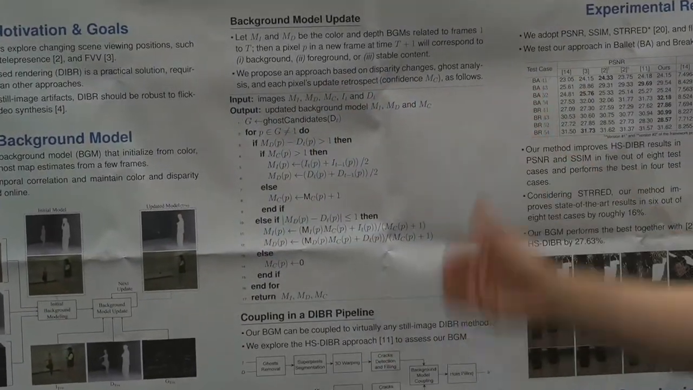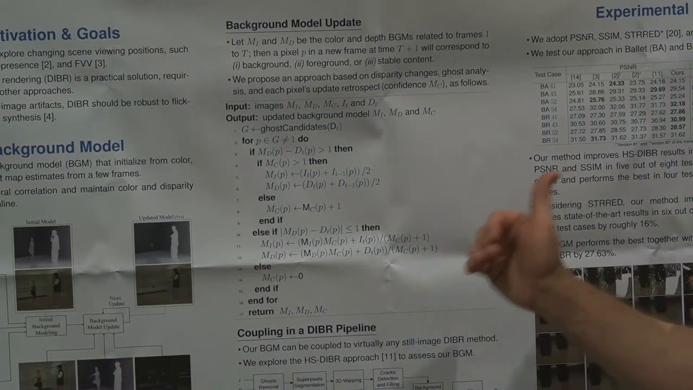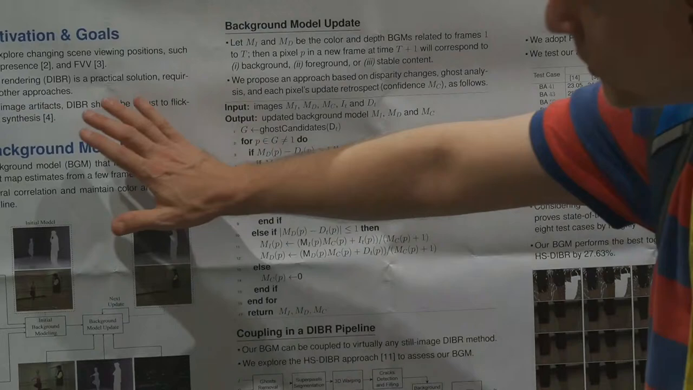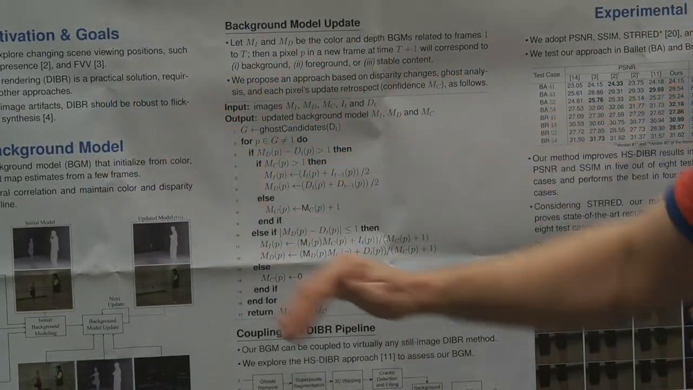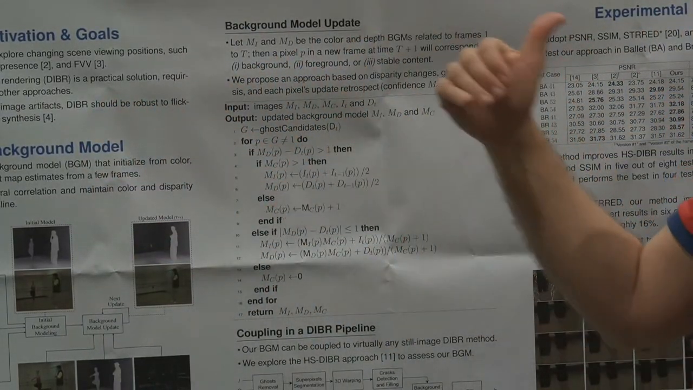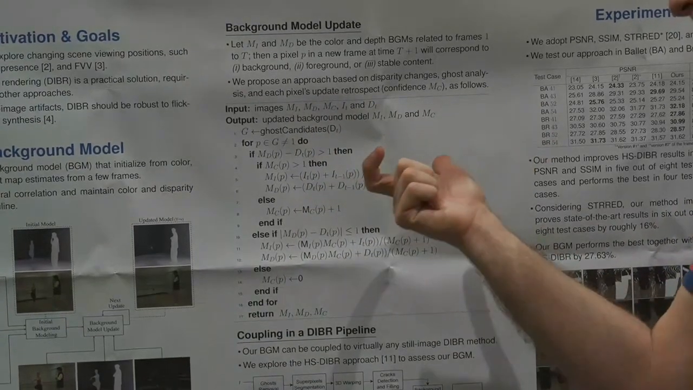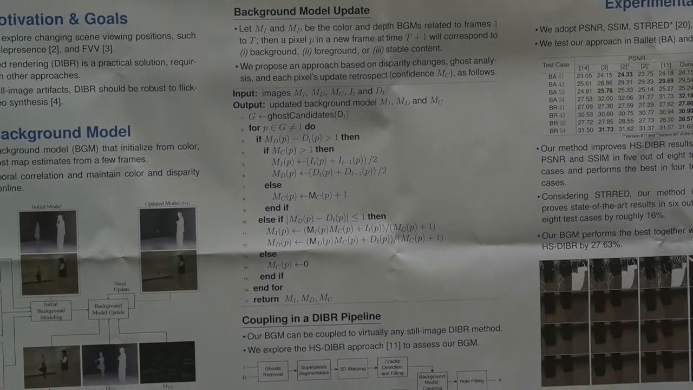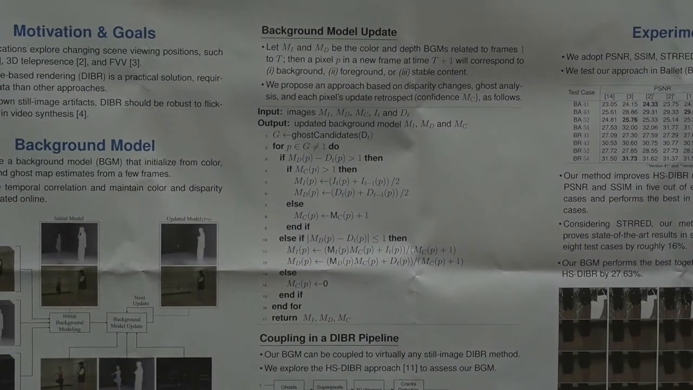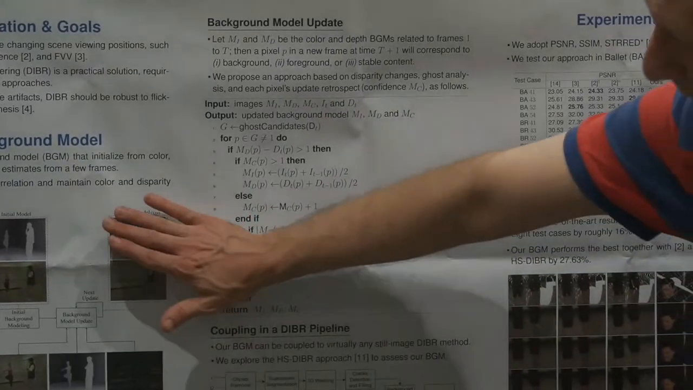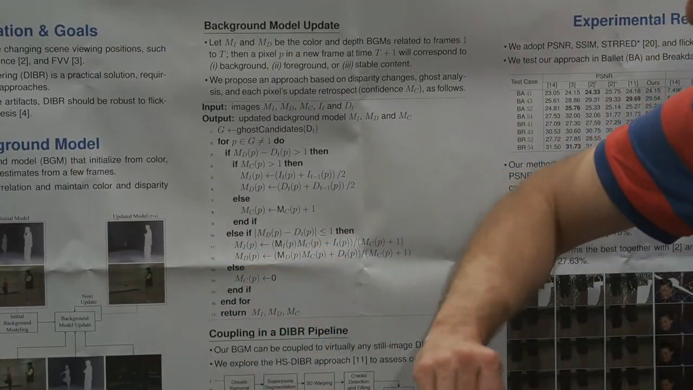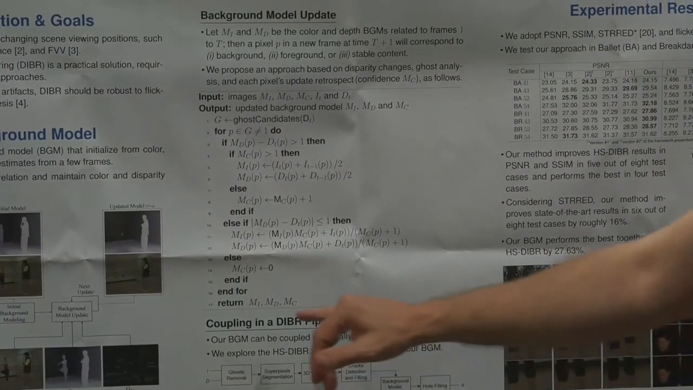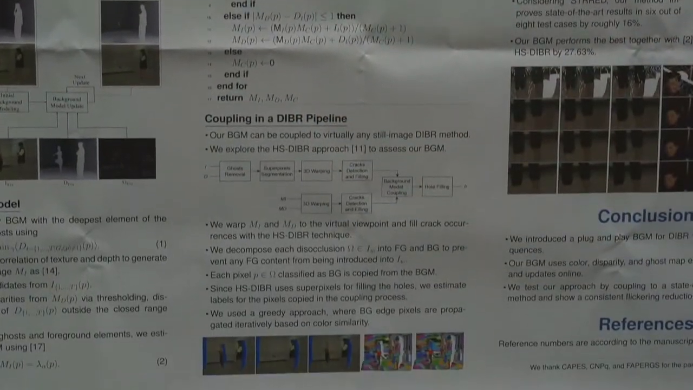We have a confidence factor which basically measures how stable a point is. So if you have a region that stays stable, you increase the confidence and then you decrease the weight of that point when you update the model. The final step, once you have a background model and the RGB and depth, is that you can plug and play any depth image-based rendering algorithm.